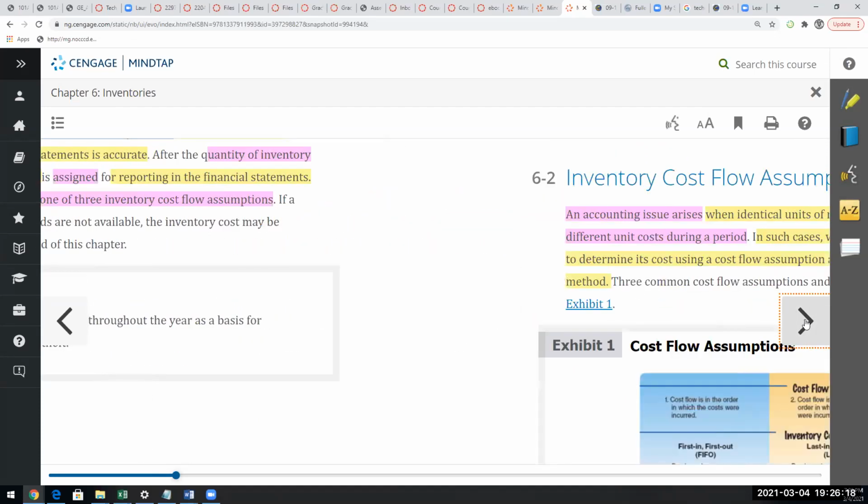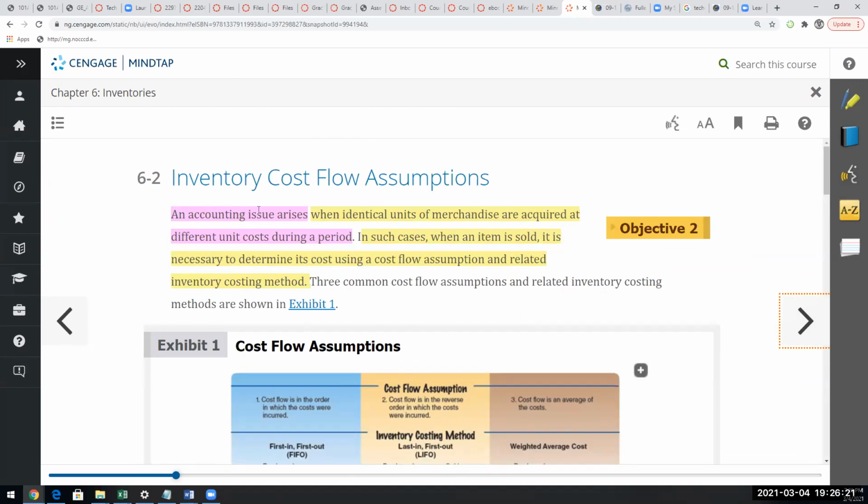All right, so here we go. This is where it gets fun. We have an issue now because we have identical units of merchandise that we've acquired, but the price that we pay for each of those items is not the same. Now, if it's the same, there's no problem, because the gas was $2 and we bought more gas at $2, so that's just the cost of the gas. You count how many gallons of gas you still have in your storage tank, and you multiply by $2, and that's the value. Simple. But what if it goes up and down, up and down? Well, we've got a problem here.